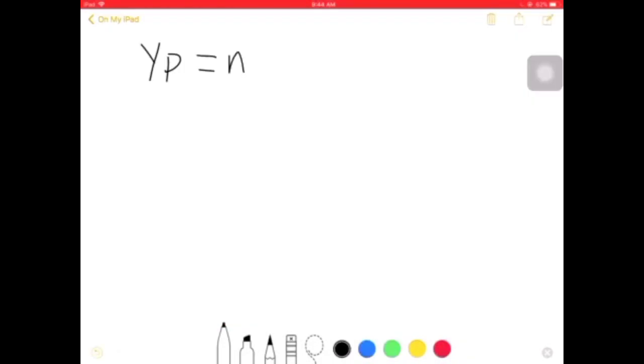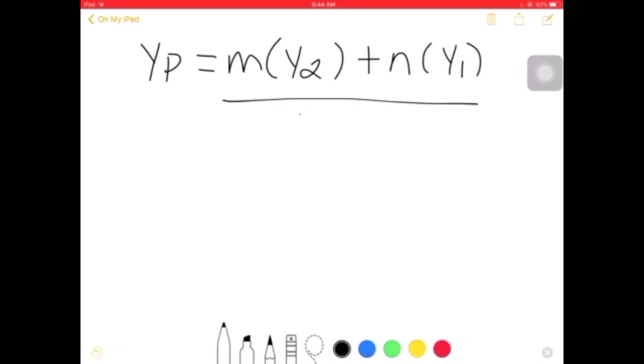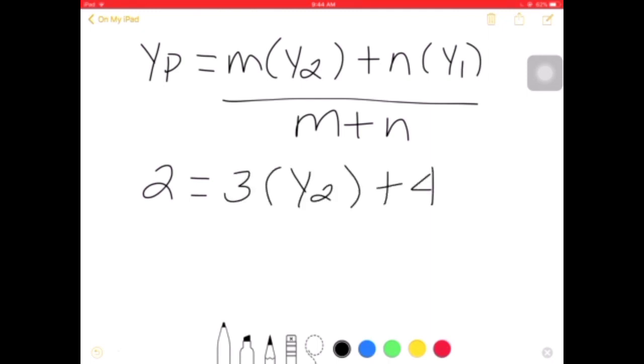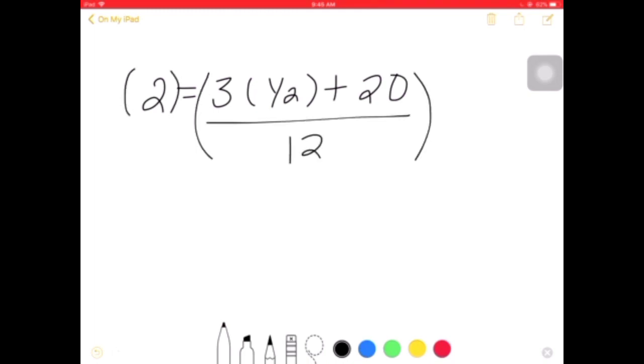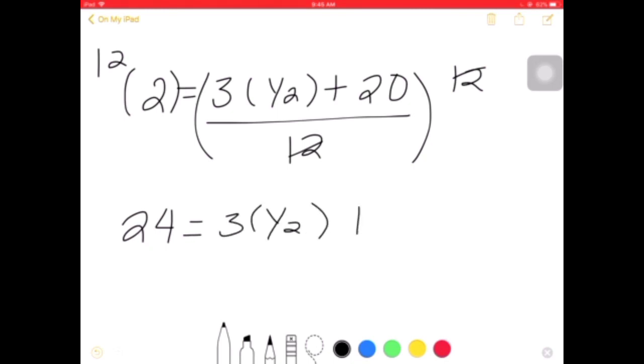For the y coordinate, we will also use the same formula. Two equals 3 times y sub 2 plus 4 times 5 over 3 plus 4. Do the same thing. Multiply both sides by 7 to cancel out the denominator. Our new equation will be 14 equals 3 times y sub 2 plus 20.